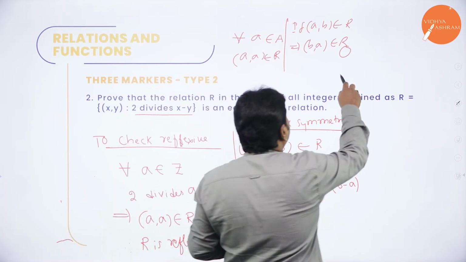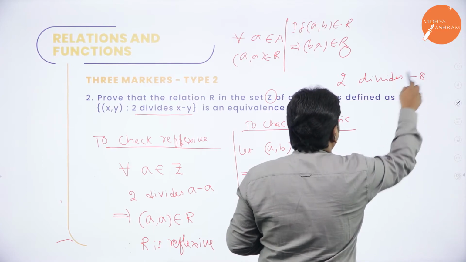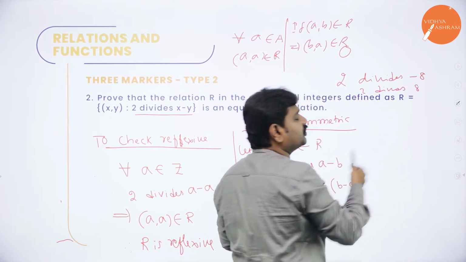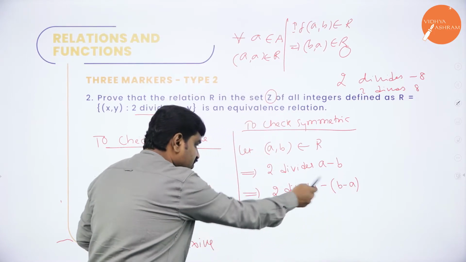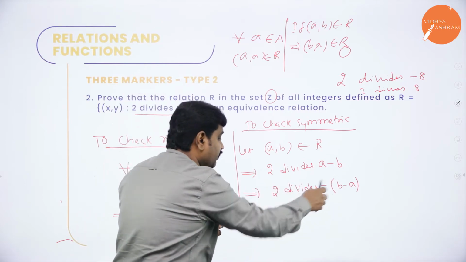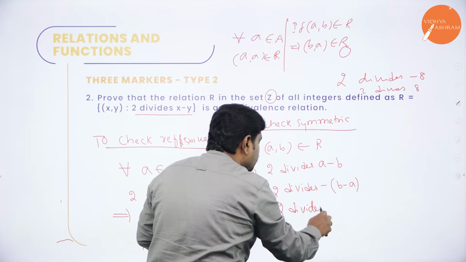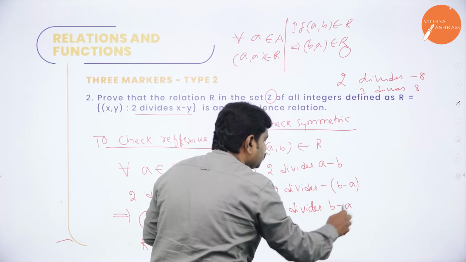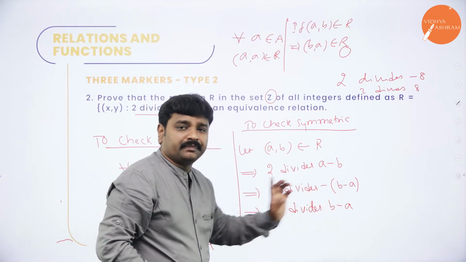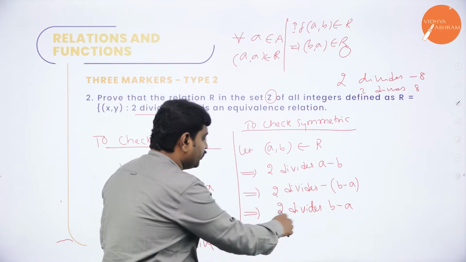For example, 2 divides minus 8. Do you agree? 2 divides minus 8. Then 2 also divides what? If 2 can divide minus 8, then it will divide positive 8. So similarly, if this is true, I can conclude if 2 divides minus of B minus A, then definitely 2 divides B minus A. If 2 can divide a negative number, it can divide its positive value. If 2 divides minus 8, definitely 2 can divide 8. So now 2 divides B minus A.